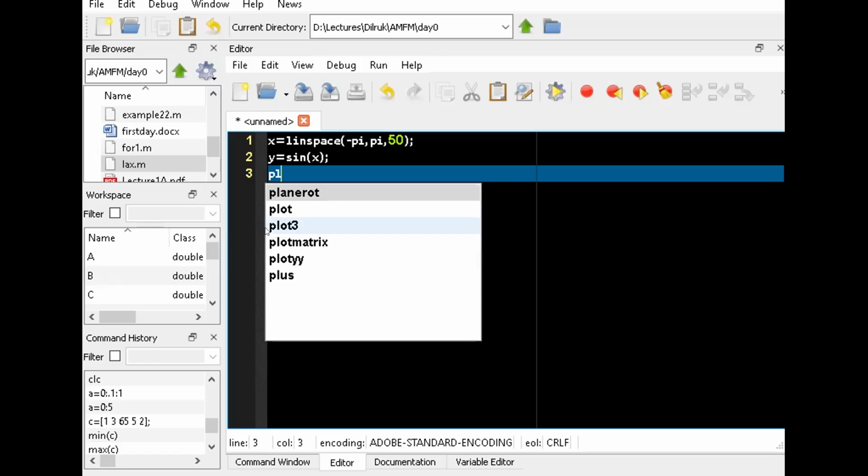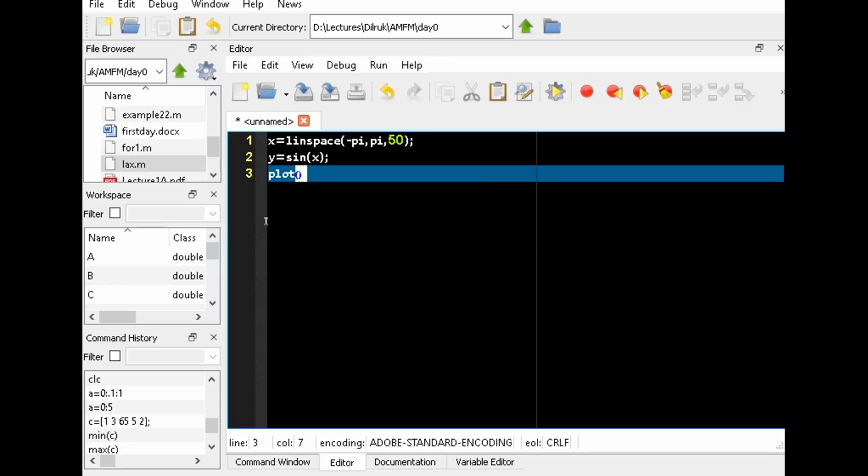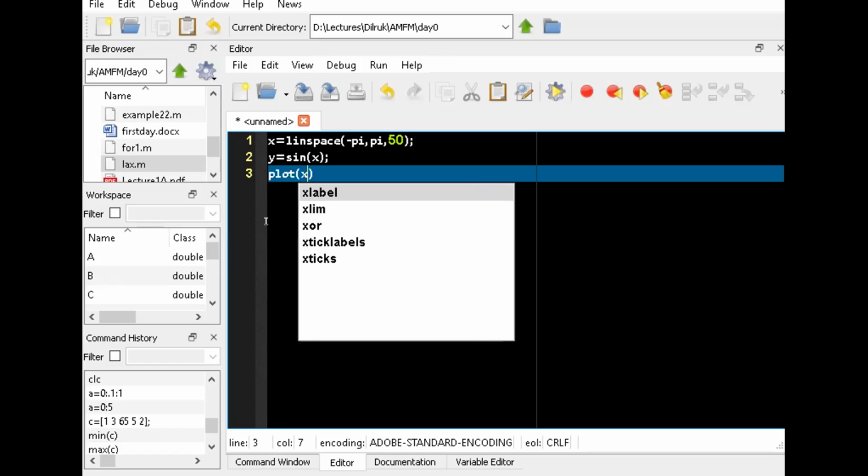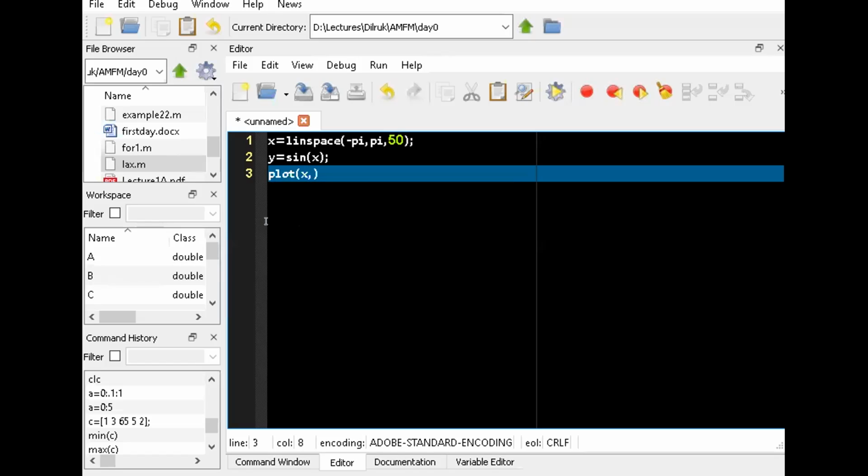Using this, I think you know the command, right? Plot, x coordinate, comma, y coordinate, comma. So here, look at this. You get an array of numbers here. So how many points do you get? You get 50 points.